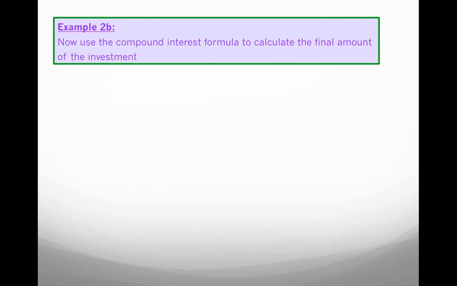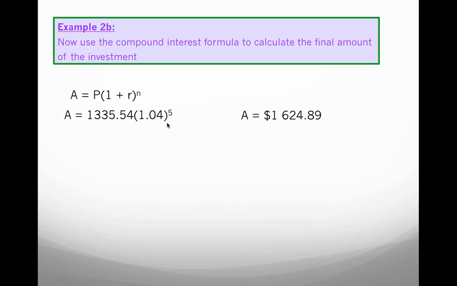Now use the compound interest formula to calculate the final amount of this investment. So we want to know, to double check, if we invest the $1,335.54 for 5 years at 4%, will it give us the same total at the end of the time as the regular deposits will give? That's a total of $1,624.89.